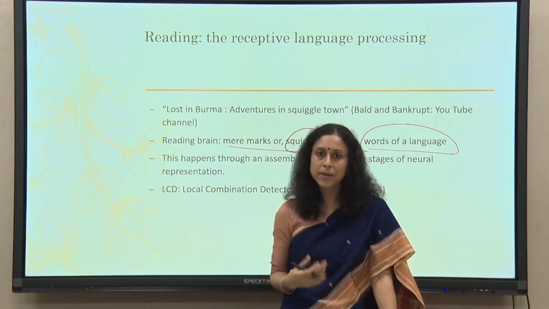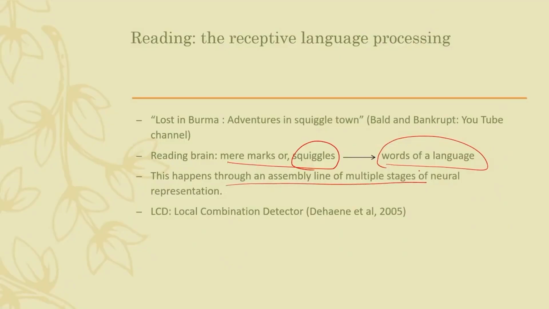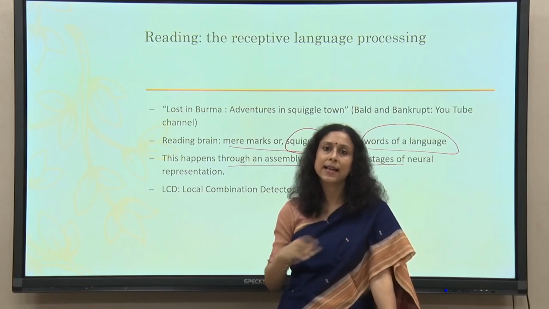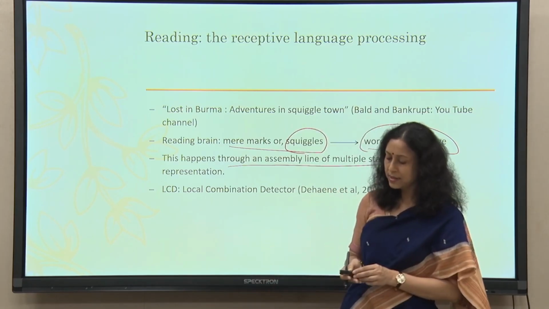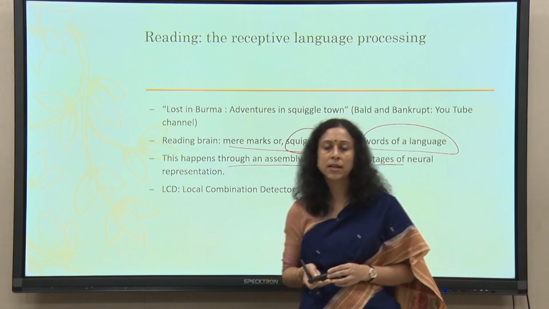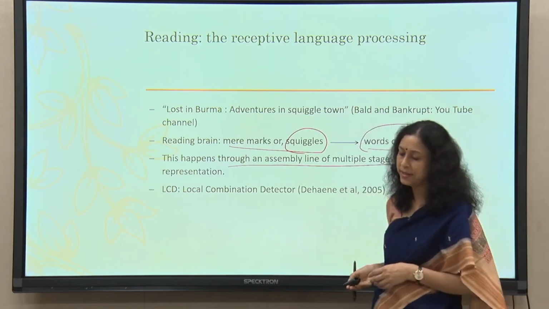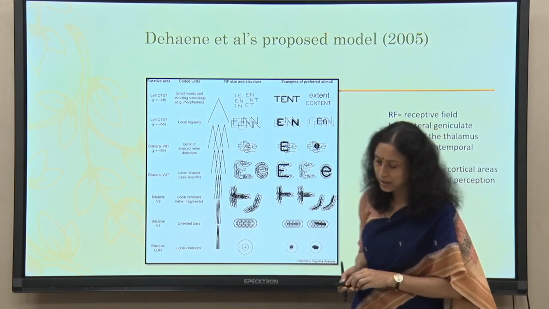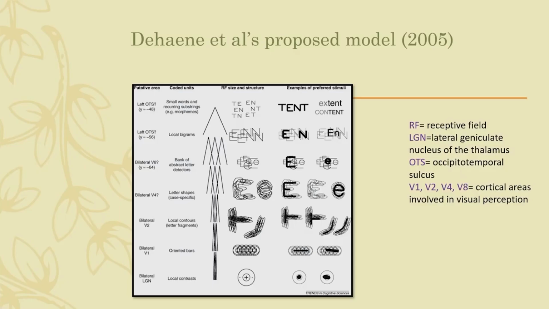The familiar languages that we know are read, and this reading happens through an assembly line of multiple stages of neural representation. It is not a simple process; it is almost like an assembly line of various processes, neural representations and their processing. One of the most well known and well accepted models for this process is the LCD model, the local combination detector model by Dehaene et al. This is a representation from his famous paper. We are not going into the details of it, but roughly, reading happens through a lot of processes.